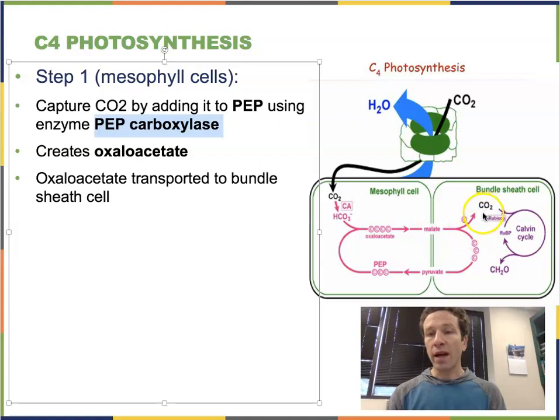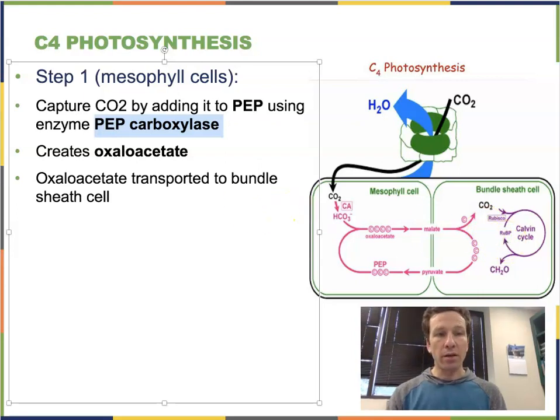Meanwhile, once this carbon dioxide is released, the remaining 3-carbon compound is cycled back into the mesophyll cell. It needs to be modified a bit to be modified back into PEP, and then it can again capture a carbon dioxide, form oxaloacetate, and be cycled back. And so this compound is basically going to continuously cycle back and forth from the mesophyll to the bundle sheath cells. And we are going to be able to maintain a high carbon dioxide concentration in the bundle sheath cell.